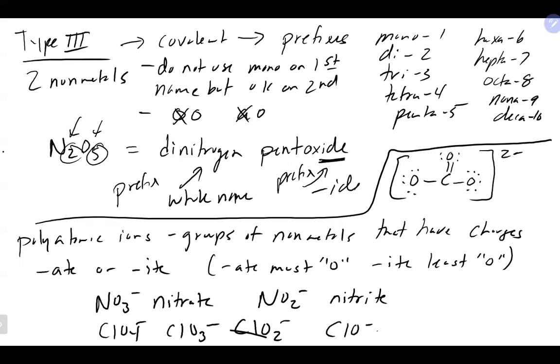Remember that in a group of 4, the one with the most oxygen starts with per and ends with ate. The one with the next most oxygen just ends in ate. The one with the next least oxygen ends in ite. And the one that has the least oxygen in the group of 4 starts with hypo and ends in ite.